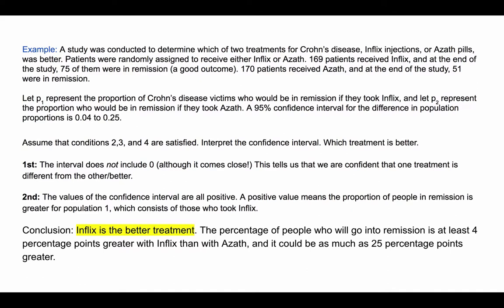So we can say the percentage of people who will go into remission is at least 4 percentage points greater with Inflix than with Azath, because 4% is the smallest number in our confidence interval. That's like the smallest difference that we think there might be, and as much as 25% is the biggest number. So it could be as much as 25% better than Azath.